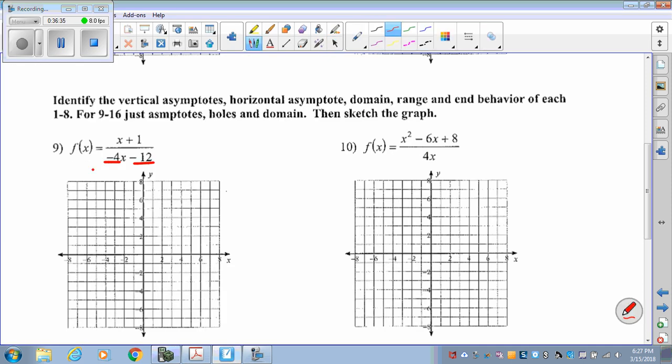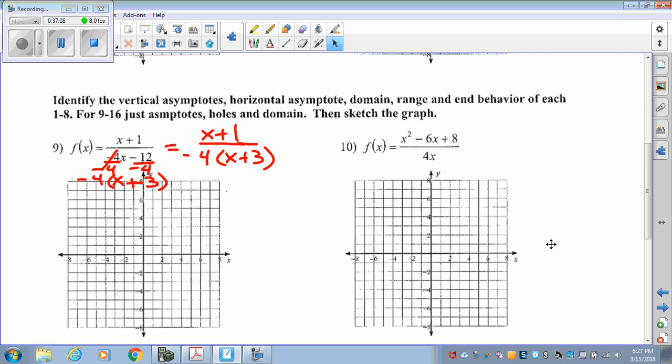Okay, and then I'm also going to divide out a negative, so I can get my constant there. So that would be negative 4, and then that divides out, so I have x, and then negative divided by negative, so that would be plus 3. Okay, so what that turns out to be is x plus 1 over negative 4 times x plus 3.